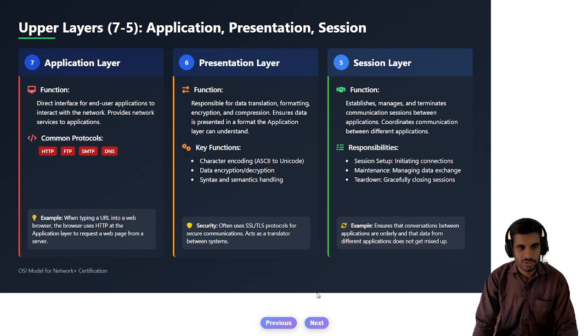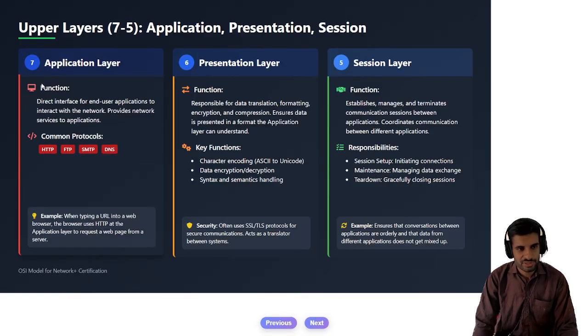Here we have an overview of the top layer, the application layer. What is the function of this layer? It is the direct interface for end user applications to interact with the network, and provides network services to the applications like HTTP, FTP, SMTP, and DNS. These are the protocols. HTTP we use for websites. Then we have the File Transfer Protocol, FTP. Then we have the Simple Mail Transfer Protocol.